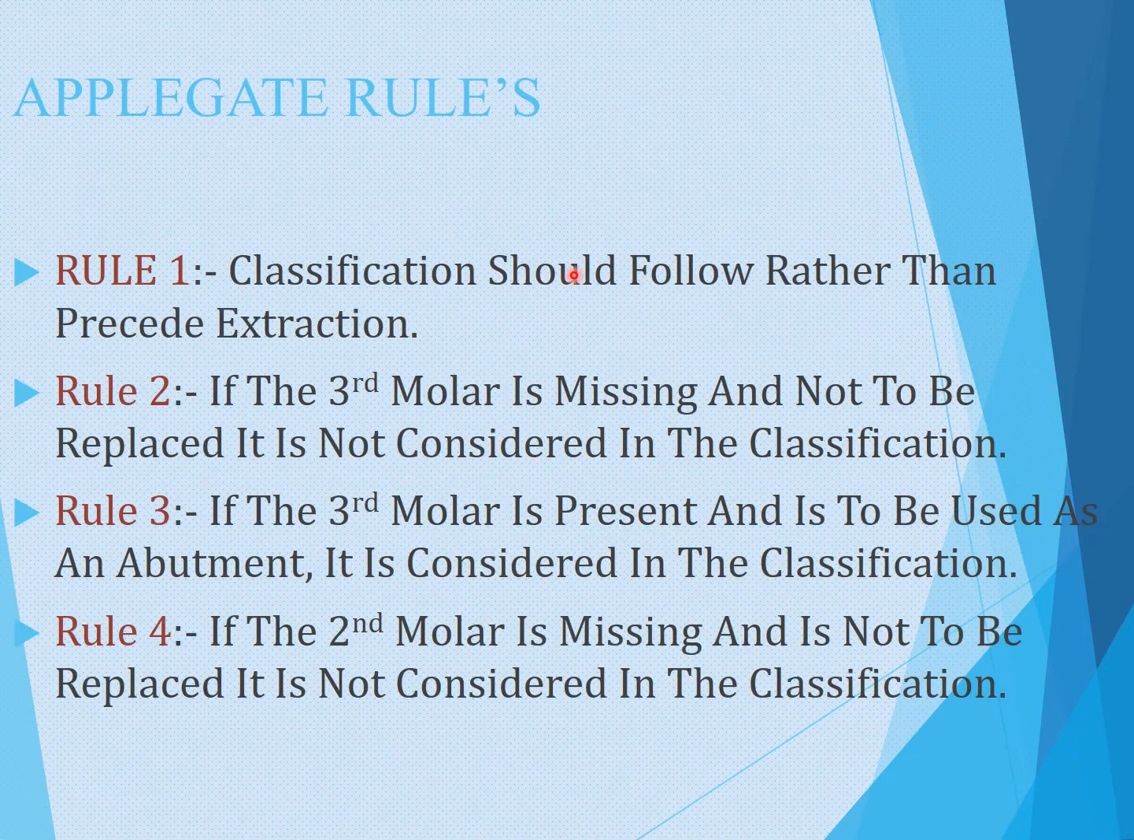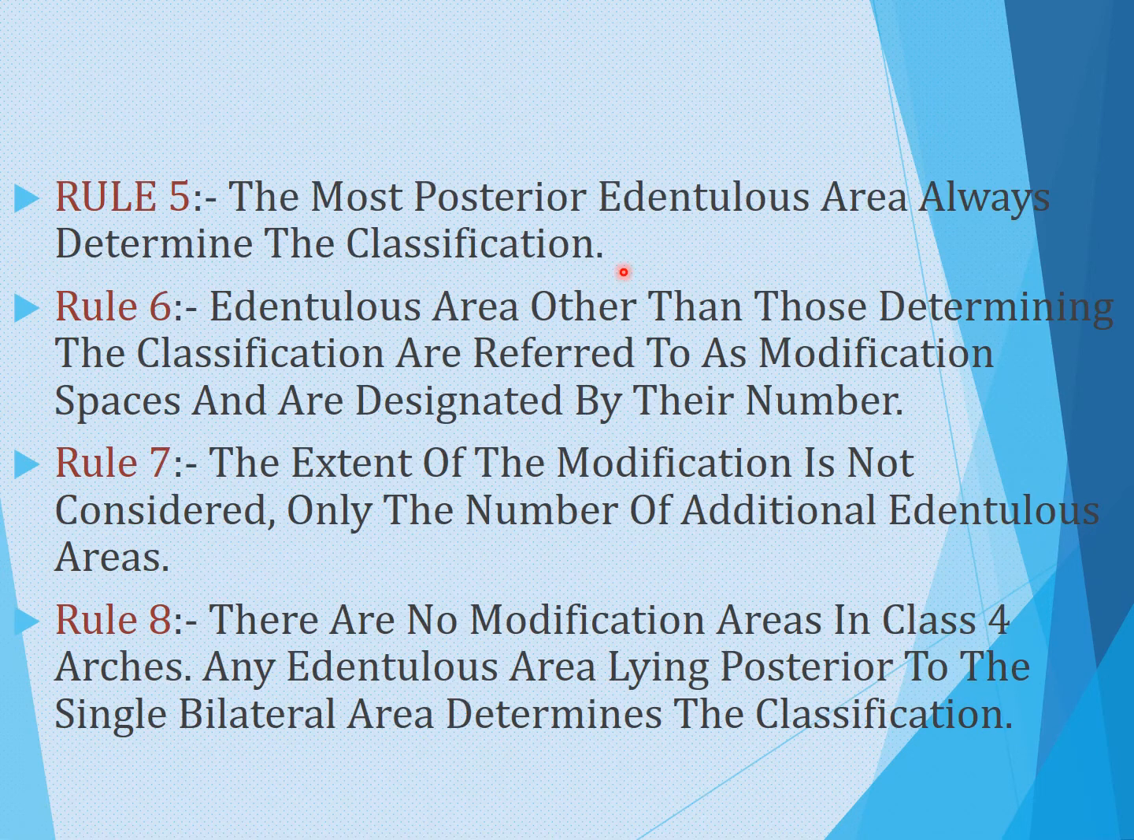Okay, so classification should follow rather than precede the extraction. If the third molar is missing and not to be replaced, it should not be considered. If the third molar is present and is to be used as an abutment, it is to be considered in the classification. If the second molar is missing and it is not to be replaced, it should not be considered. Okay. The most posterior edentulous area always determines the classification. Edentulous areas other than those determining the classification are referred to as modification spaces.